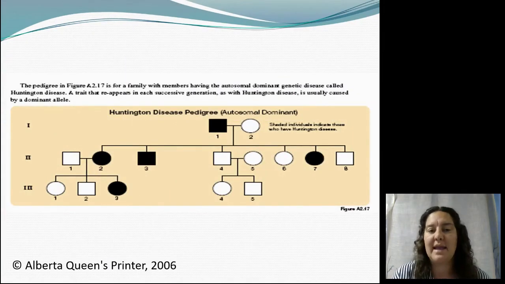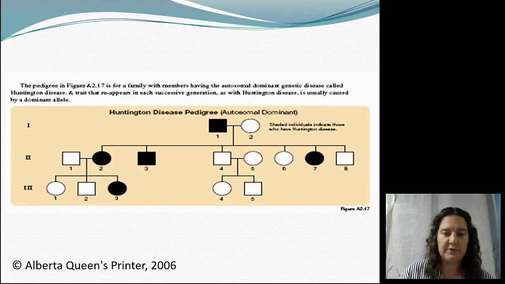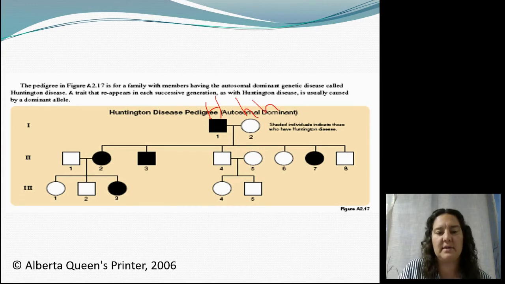So when we look at a pedigree chart for Huntington's disease, this is an autosomal dominant condition. So that means affected individuals only have to have one affected allele to have the condition. So it's much more likely that it will be passed on. So that means that this individual has two unaffected alleles.